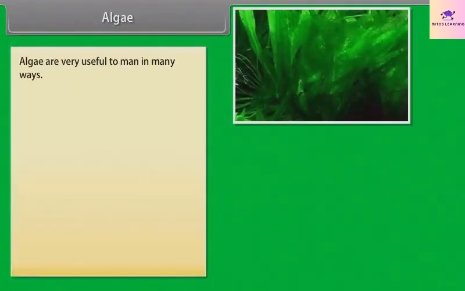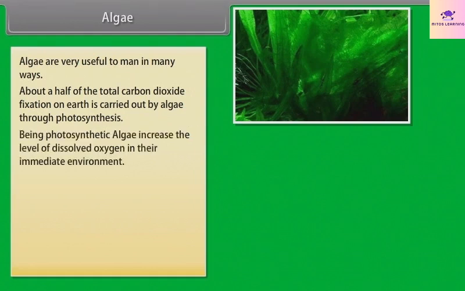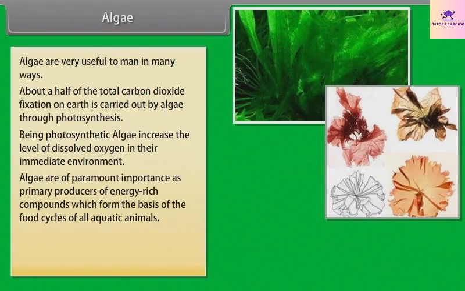Algae are very useful to man in many ways. About a half of the total carbon dioxide fixation on Earth is carried out by algae through photosynthesis. Being photosynthetic, algae increase the level of dissolved oxygen in their immediate environment. Algae are of paramount importance as primary producers of energy-rich compounds which form the basis of the food cycles of all aquatic animals.